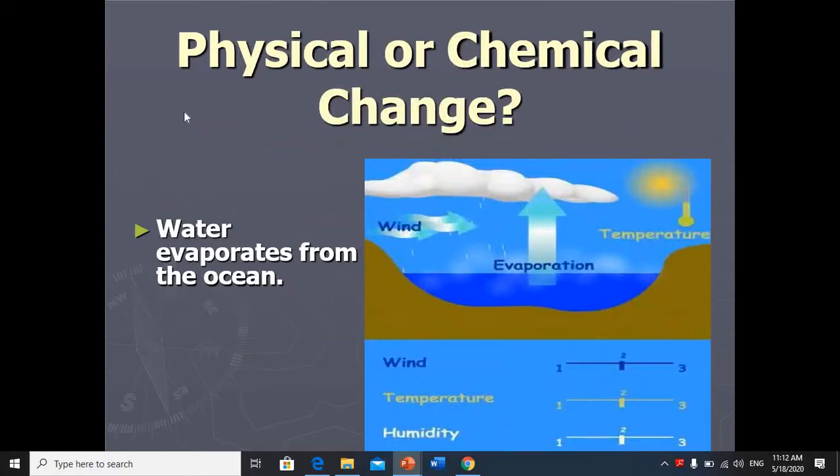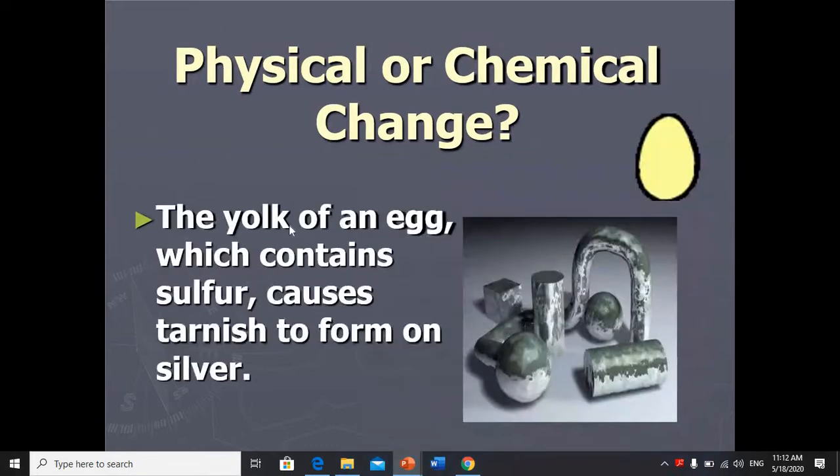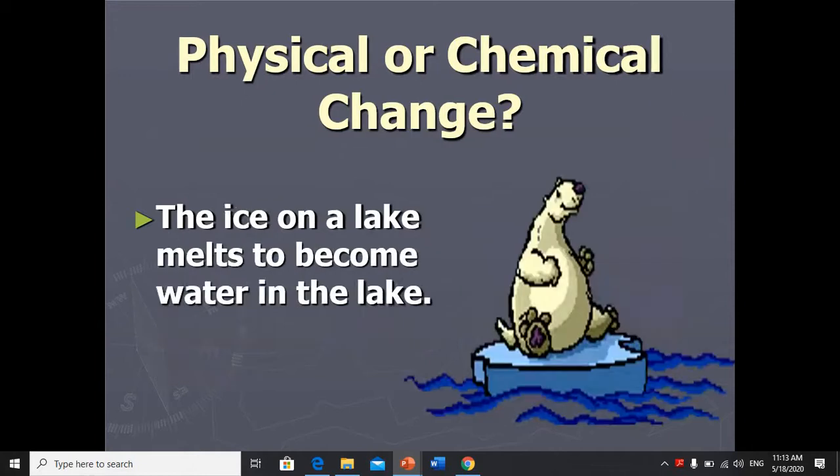If I say the water evaporates from the ocean, you will notice that the water is changed to another form, but it is still water. Yes, it will still be water as water vapor, so I will consider this a physical change, not a chemical one. The yolk of an egg contains sulfur, which causes tarnish to form on silver. So when the yolk reacts with the silver, it makes it tarnish. So this is a chemical reaction or change.